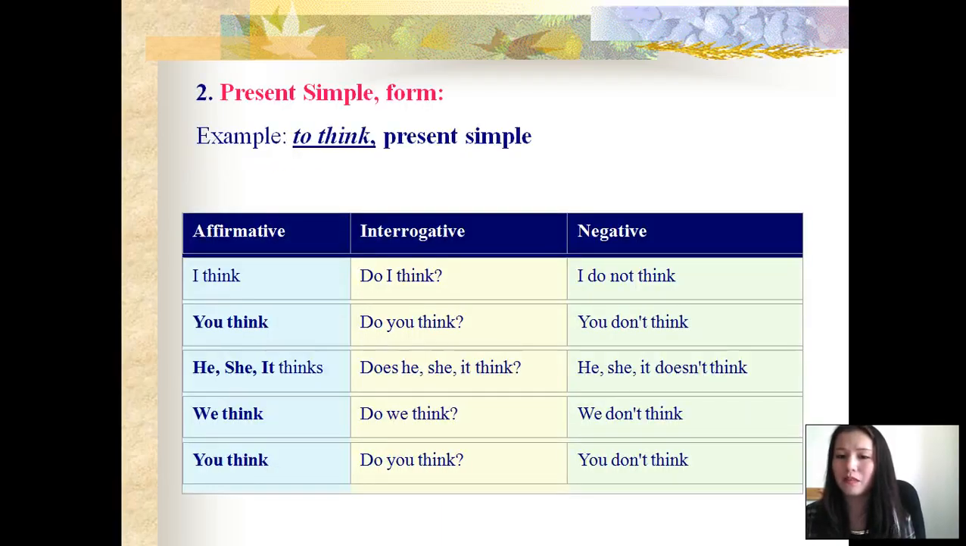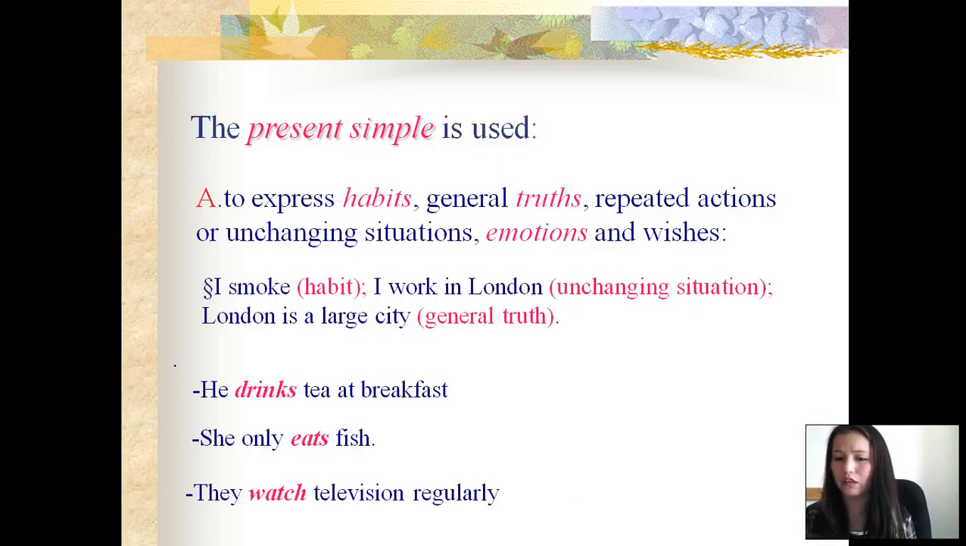Also, the present simple forms of the verb think: affirmative, interrogative, and negative sentences. For example, I think, do I think, I don't think. You think, do you think, you don't think. She, he, it thinks, does he, she, it think. She, he, it doesn't think. We think, do we think, we don't think. You think, do you think, you don't think.